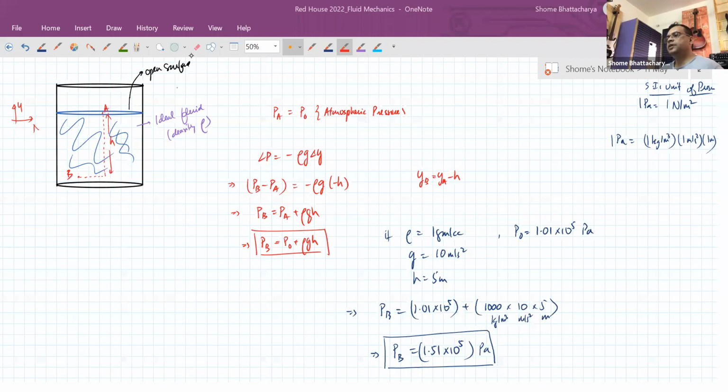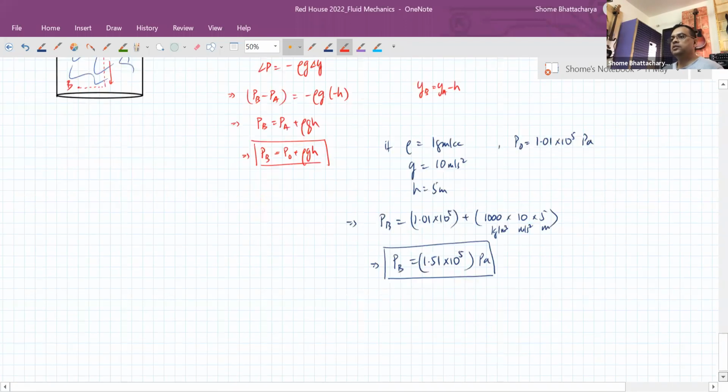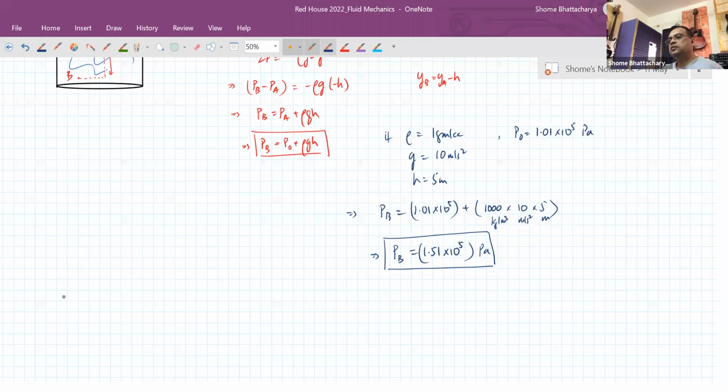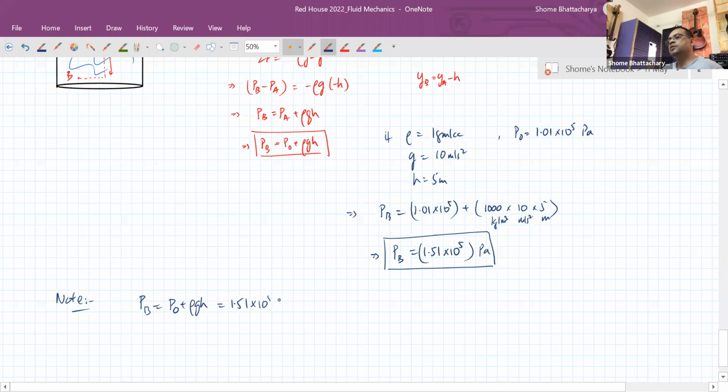The difference between absolute pressure and gauge pressure, or what is called hydrostatic pressure. There's a slight difference in these different quantities. So let's understand. When we express the pressure at that point as P naught plus rho gh, which in this case is coming out to be 1.51 into 10 raised to 5 pascals, this pressure that we are getting is called the absolute pressure at the point B. It's like the net pressure.